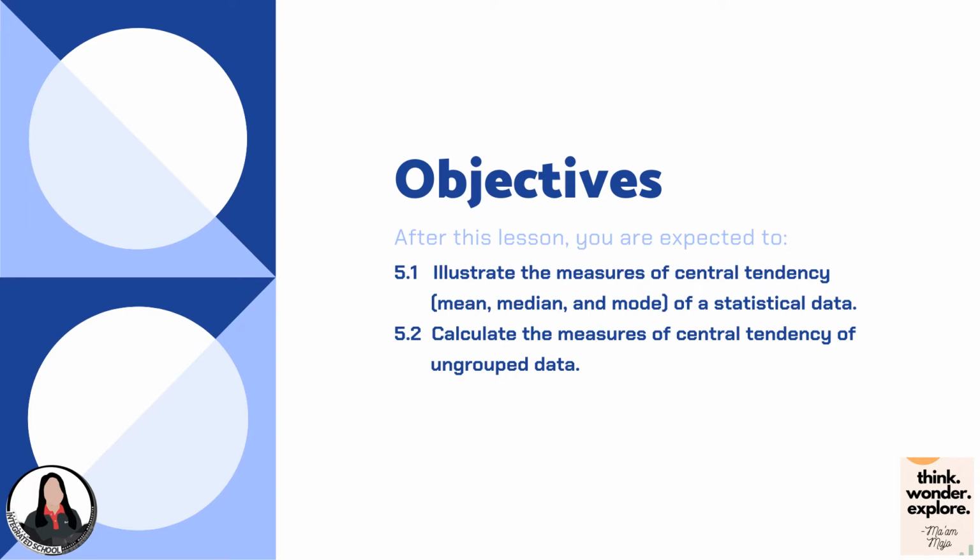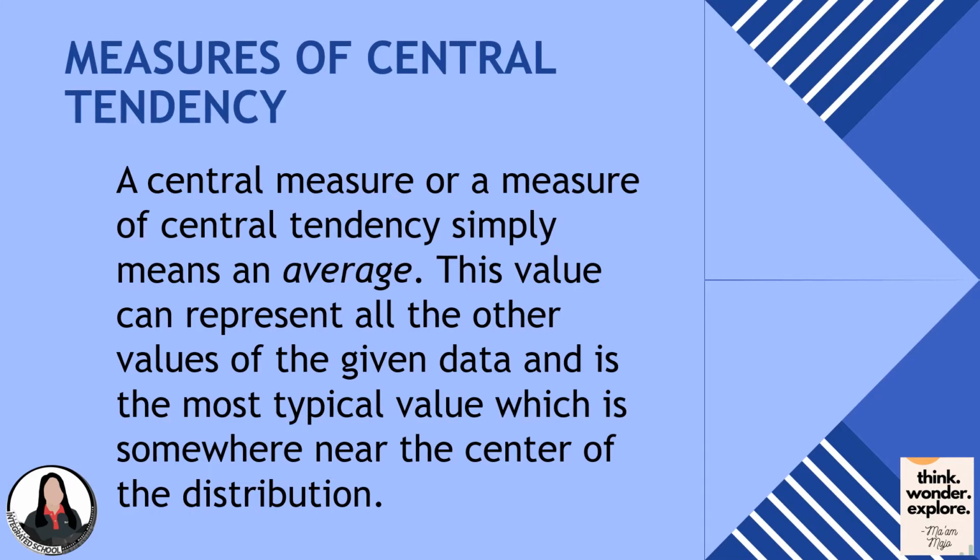Before we proceed with the different measures of central tendency, let us first define the measures of central tendency. A central measure or a measure of central tendency simply means an average. This value can represent all the other values of the given data and is the most typical value, which is somewhere near the center of the distribution. Ito ay isang single value lamang na pwedeng mag-describe sa buong dataset.